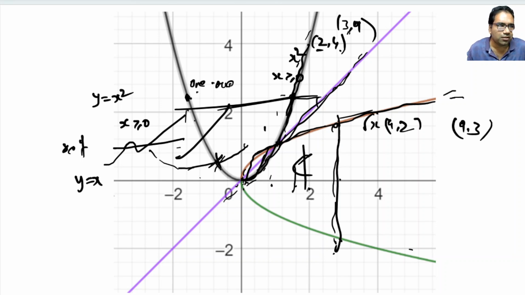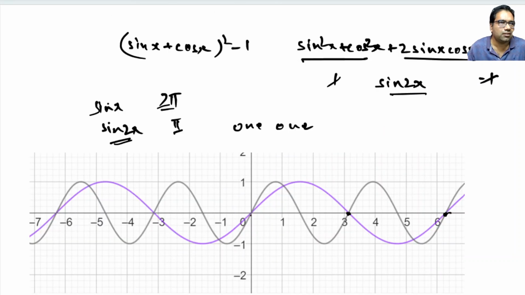Okay, so now in our current diagram, for this sine 2x to have an inverse, we have to pick the part where it is continuously increasing. If it is a sine x curve, it will continuously increase from minus pi by 2 to pi by 2. Sine pi by 2 is 1, sine minus pi by 2 is minus 1.